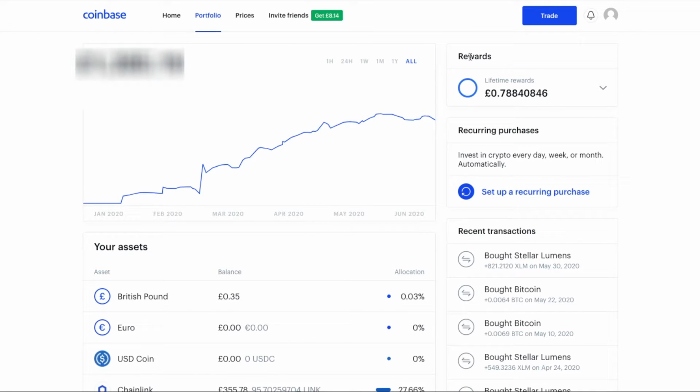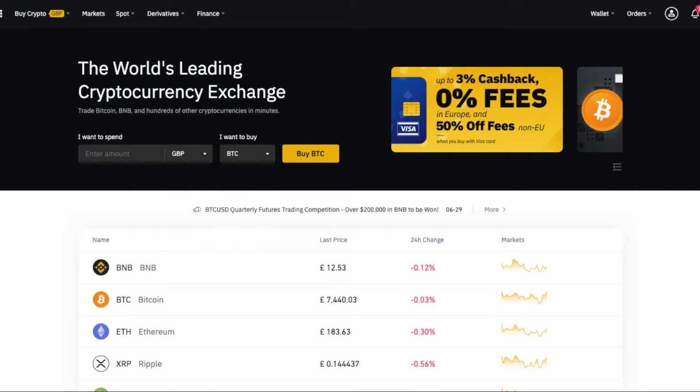Now if I do trade, which I do very often, I use a website called Binance. Okay, this is their platform, this is the website that they have, and this is what you should use if you are wanting to trade it daily or weekly, depends on how you want to trade it. But basically this is the world's leading cryptocurrency exchange, and as it says here, if I wanted to buy Bitcoin to trade against another coin, I can do that here.